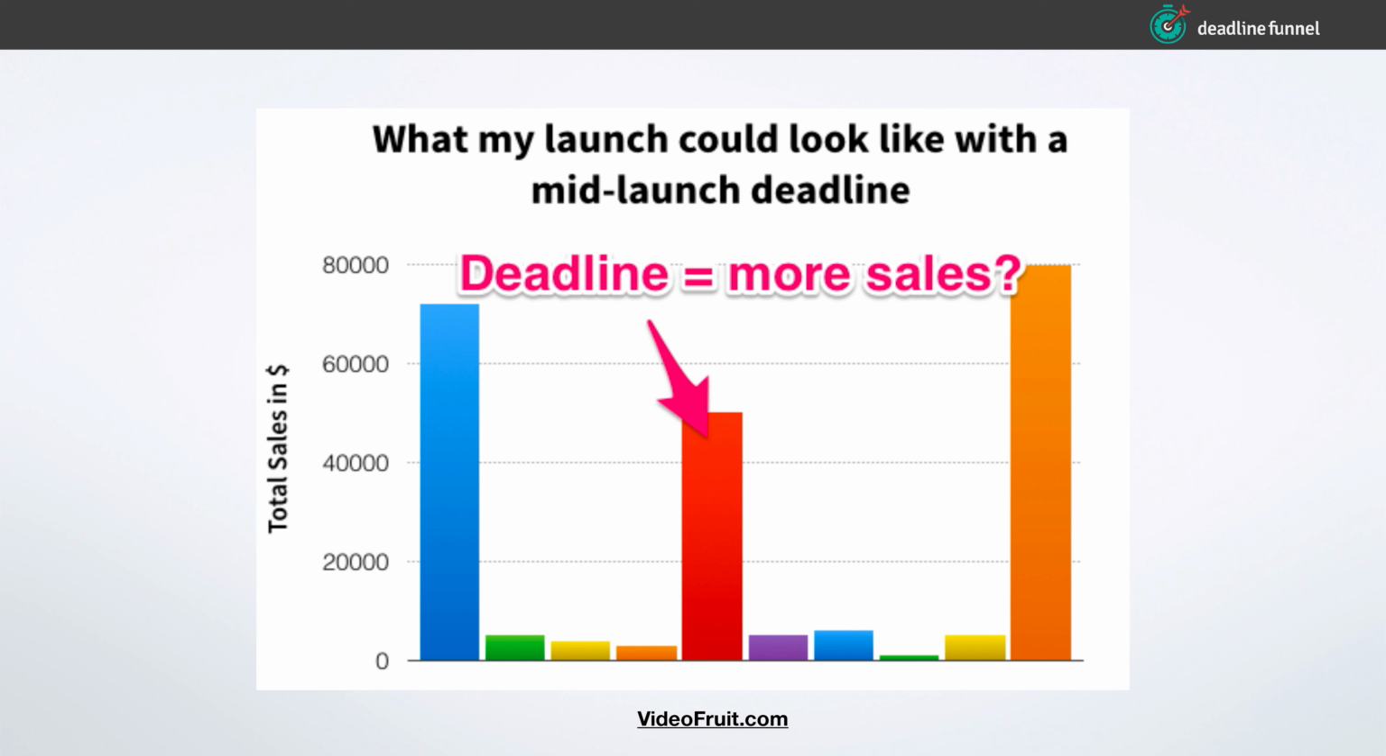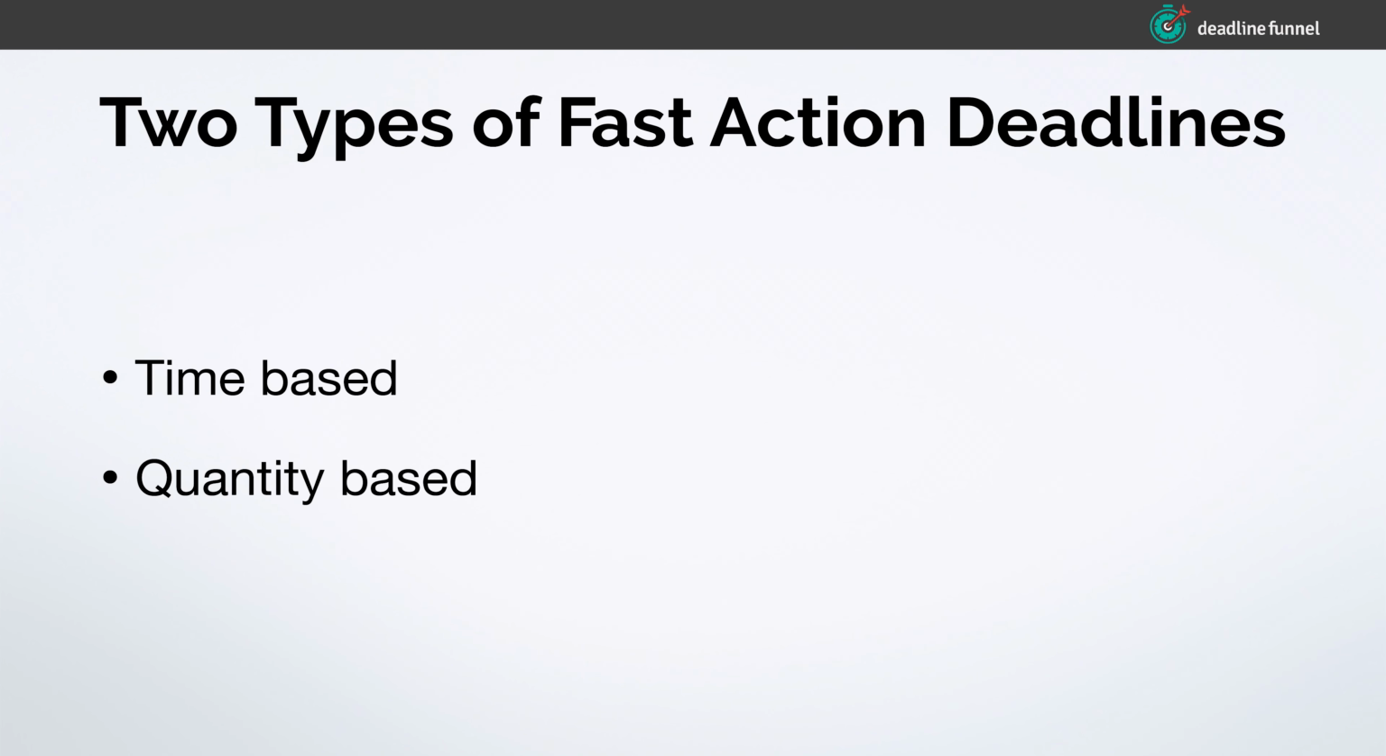So how can you use this even if you're not doing a launch right now? Well, the next time you're doing a webinar, instead of just having 1 deadline for your overall offer, you could have a fast action taker deadline. There's a couple different ways you could do that. You can make it time based, like Brian did.